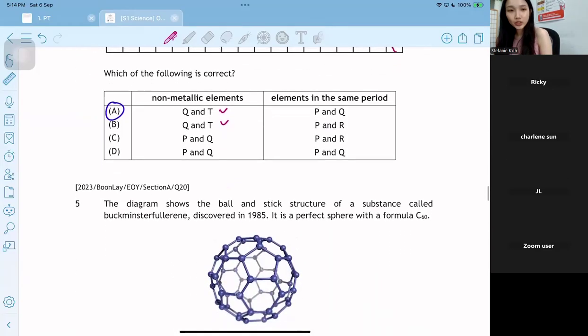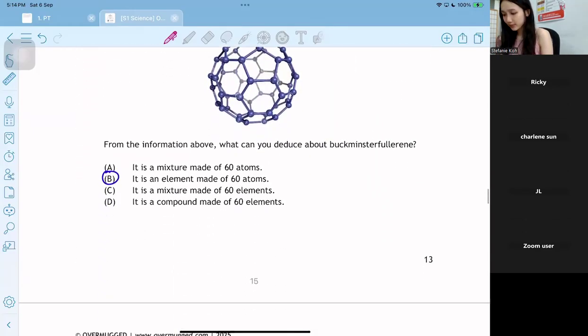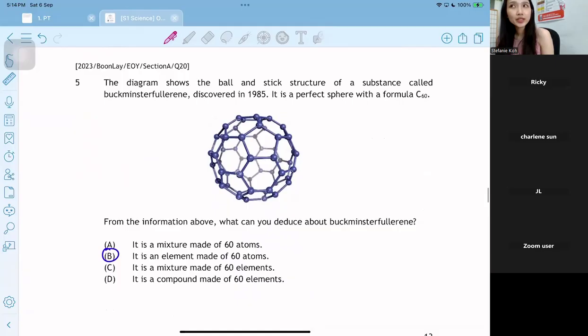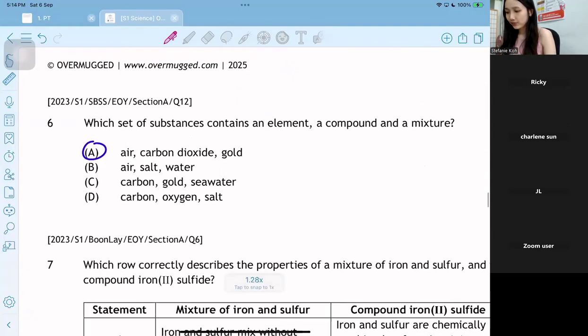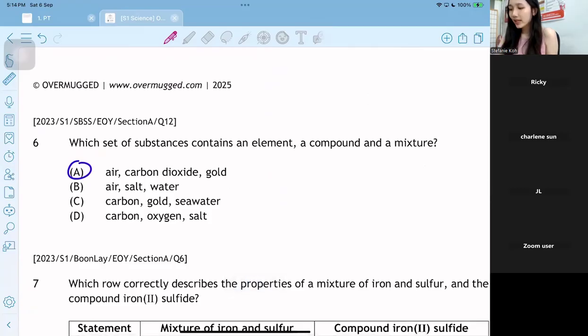Okay, next one, question 6. Question 6. Now, elements, compound, and mixture. We talk about a few common mixtures like air, like sea water. So the moment you see all of this, it is a mixture.